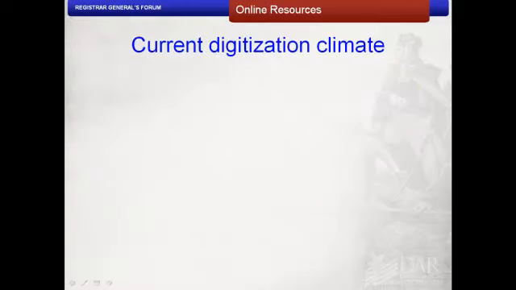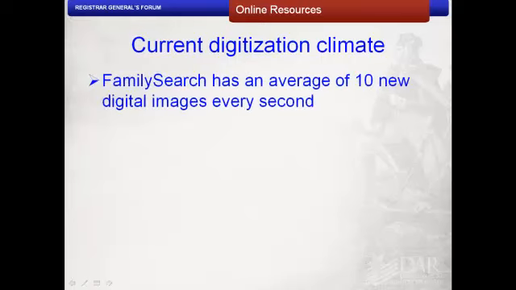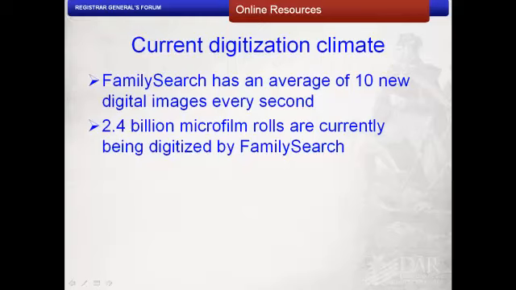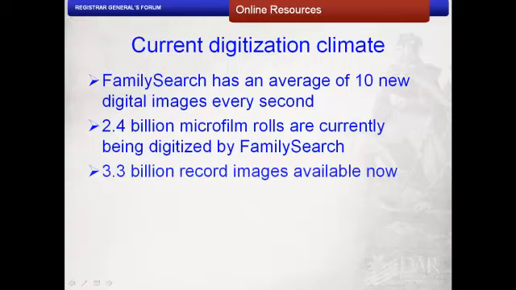Now that we have discussed some perks to online resources, let's talk about the digitization climate currently. FamilySearch.org comes to mind when I think of rapidly growing digital collections. With a large microfilm collection being digitized and partnerships with repositories worldwide, FamilySearch has an average of 10 new digital images every second, and they are currently digitizing 2.4 billion microfilm rolls. 3.3 billion record images are available right now.